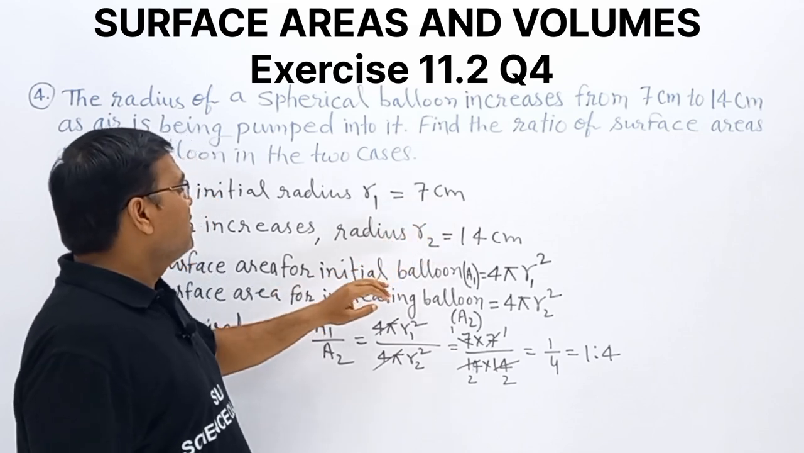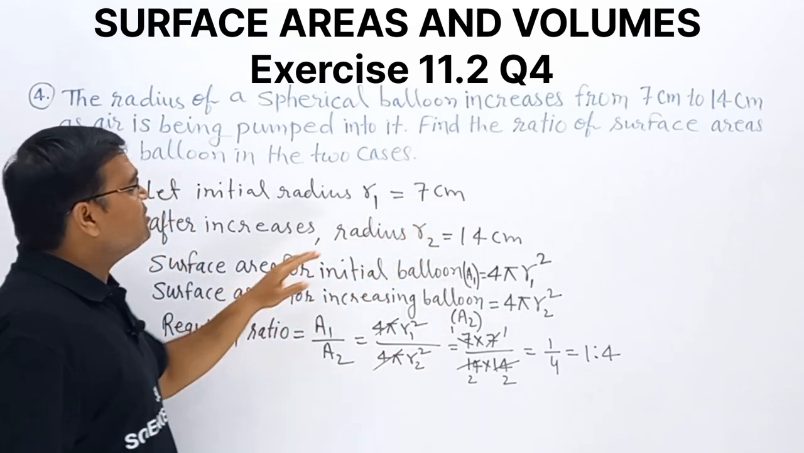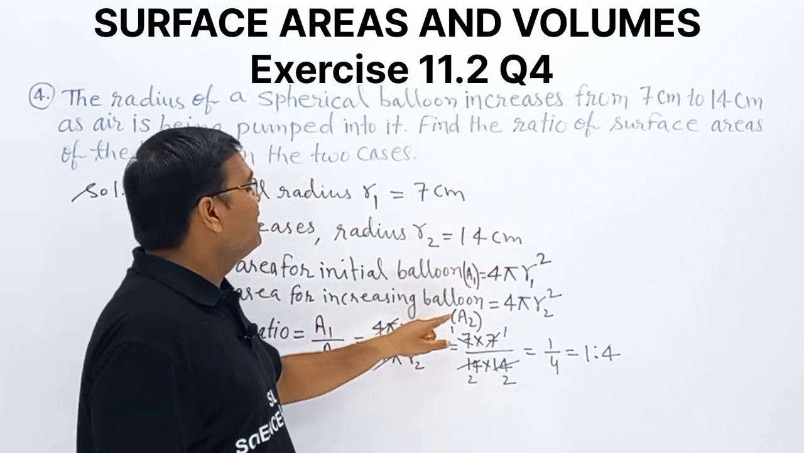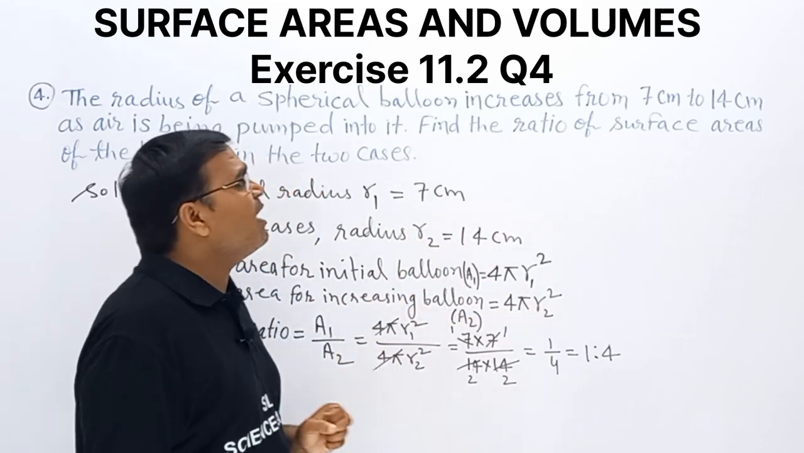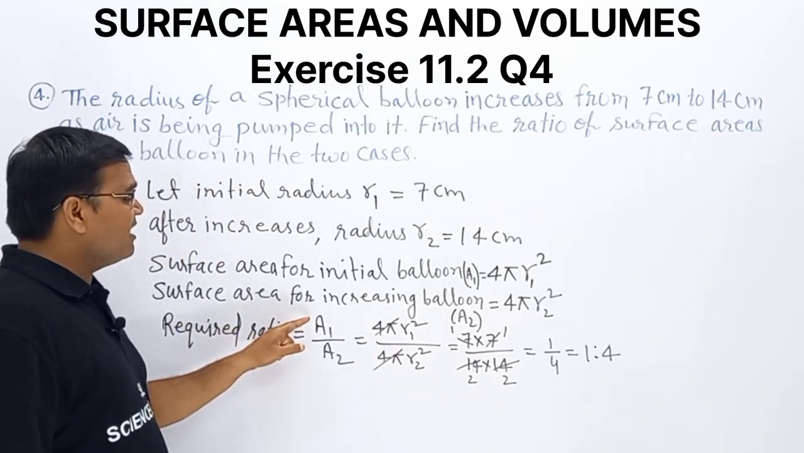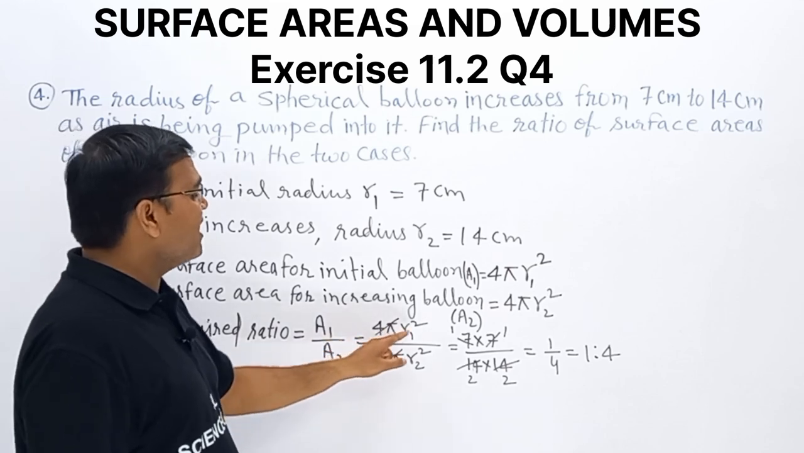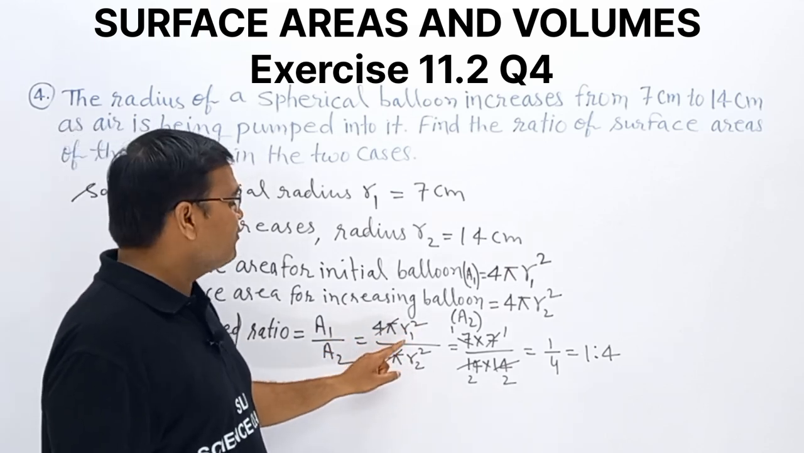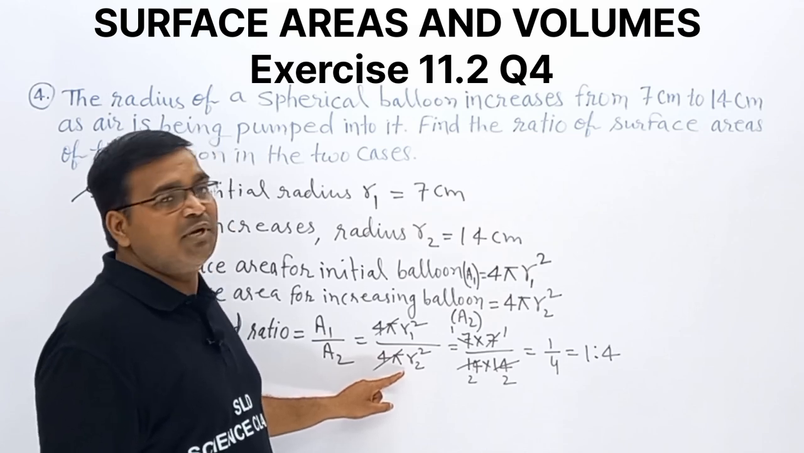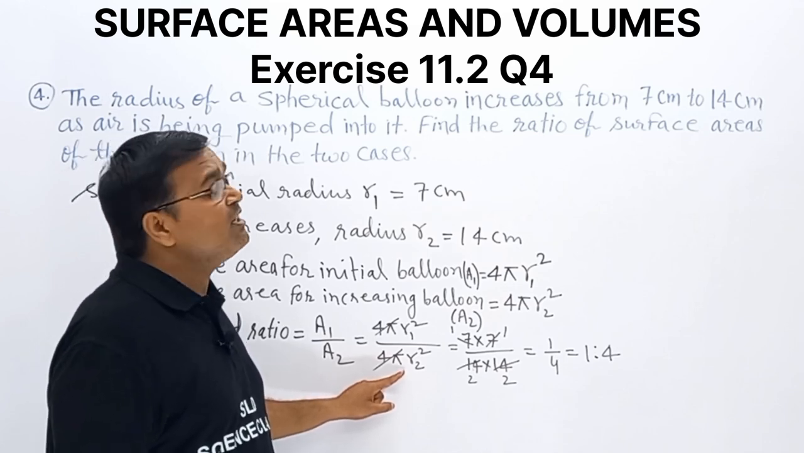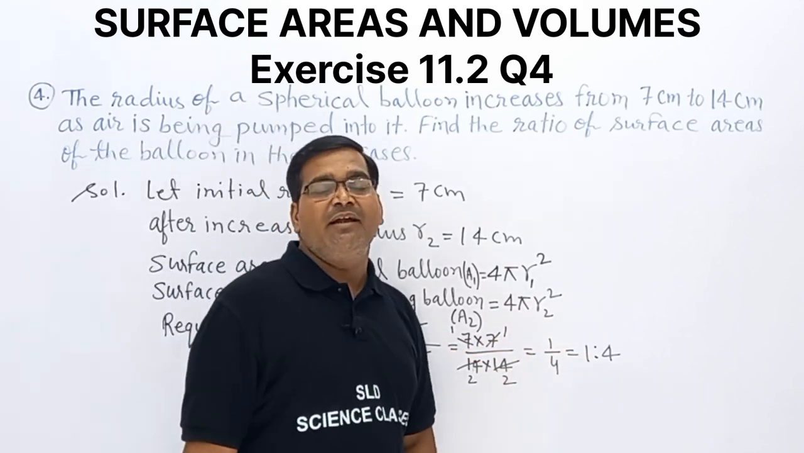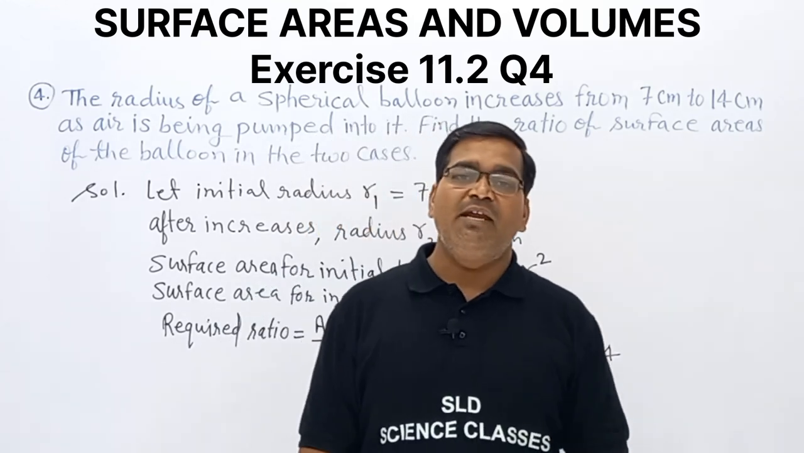That time it is 7 centimeter. Once we pump air and the radius increases to R2, that is 14 centimeter, the area A2 is 4 pi R2 square. We require the ratio. So the required ratio of surface areas A1 upon A2 is 4 pi R1 square upon 4 pi R2 square. R1 is the initial radius and R2 is the radius once we pumped air, 14 centimeter. Putting R1 and R2 and solving, we get the required ratio 1:4. That is the answer.